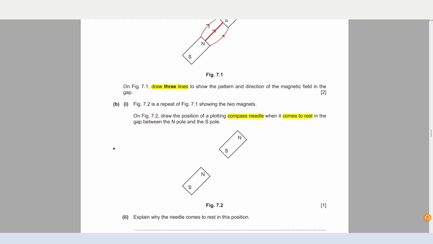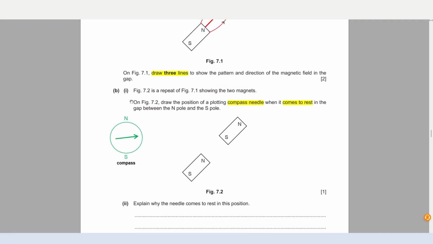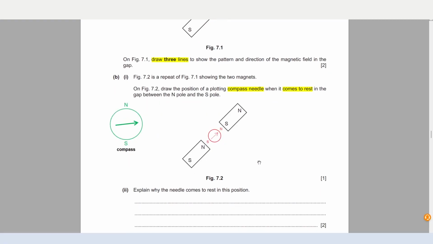So what is a compass? I have an example here, this is a compass. It has north and south poles, and this is the needle, right? The needle is always going to be pointing towards the north. This is uncalibrated, so it's not pointing north. So we can draw this same compass between the magnets, which is going to be this, and the north part of the compass should be facing towards the south pole of the magnet, and the south part of the compass should be facing the north pole of the magnet. And you get 1 mark for this.